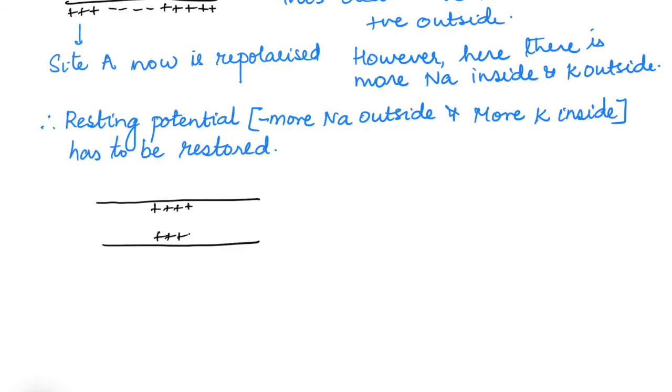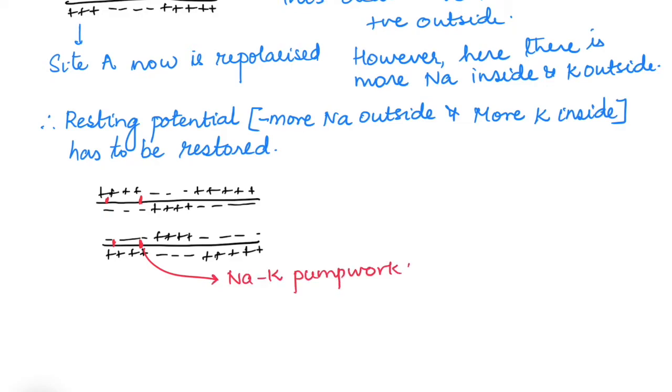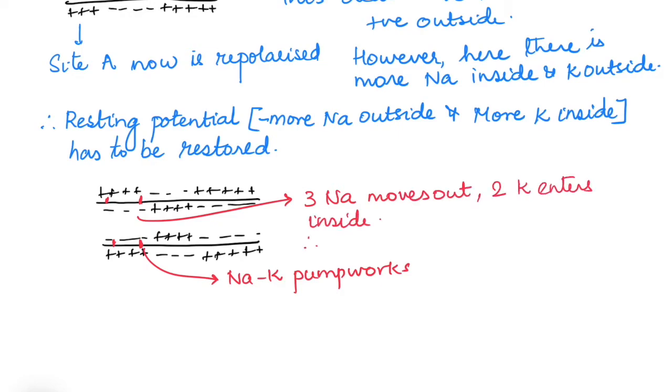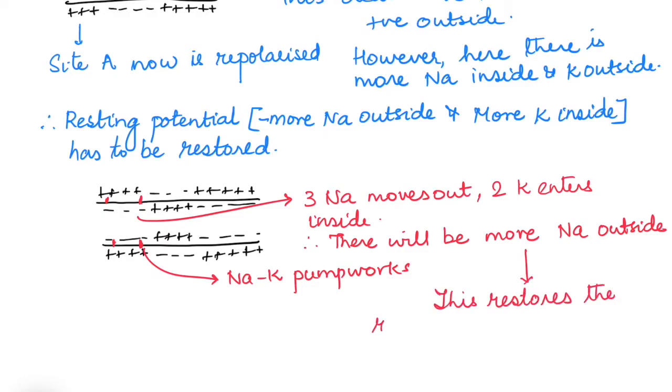This is done by the sodium potassium pump. So in the site A now, the sodium potassium pump starts to work, where they push out three sodium ions. So three sodium ions from inside move out and two potassium ions enter inside. This causes a change again, where there will be now more sodium outside. Thus, this part now restores the resting membrane potential.